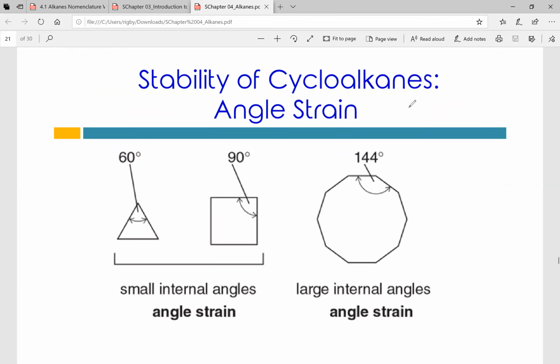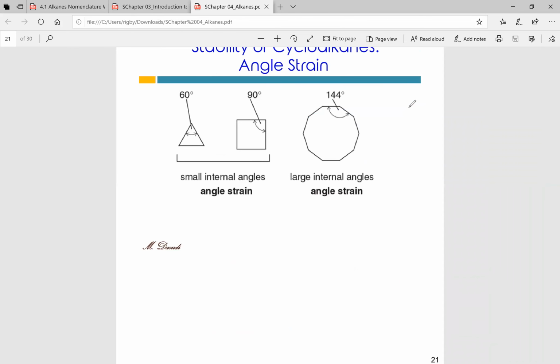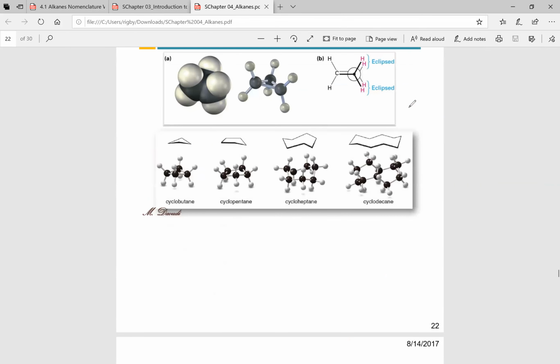What I want to get more, okay, so this is called angle strain. That might be a question on the test for vocab, but I want to go past it and work on something called the chair conformation.